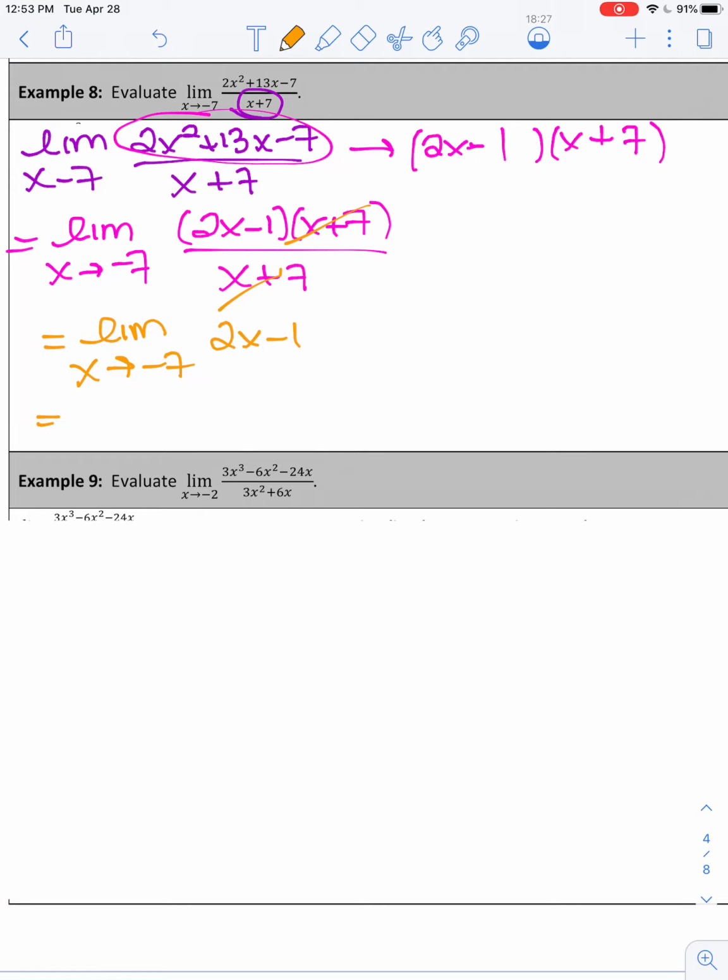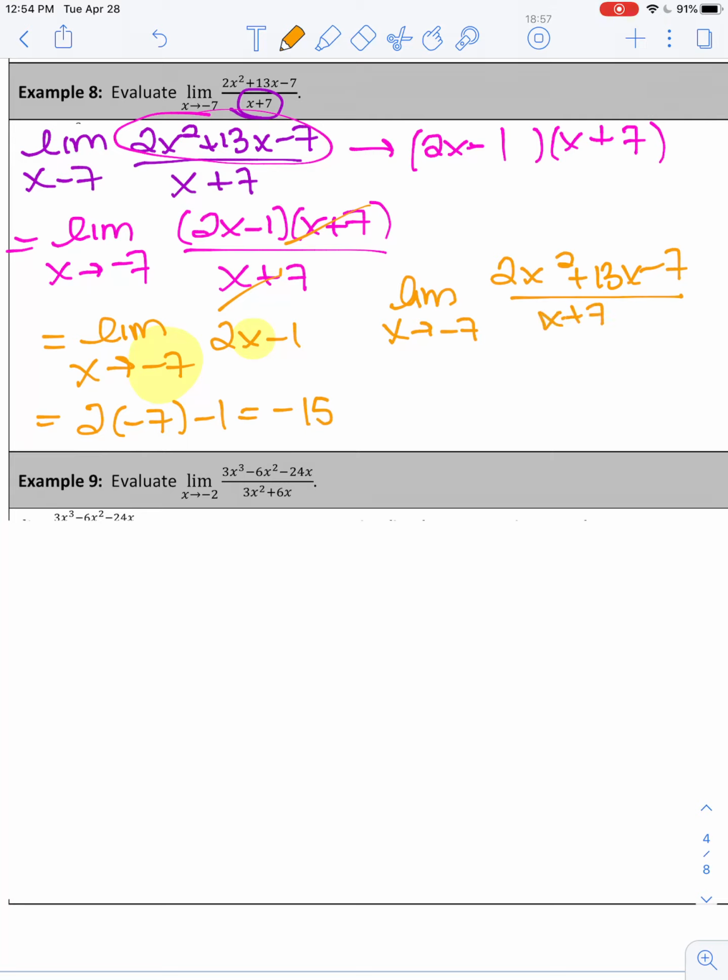And now we're in a place where we can go ahead and utilize direct substitution, plugging in our c value everywhere there's an x. So we can evaluate that limit to be 2 times negative 7 minus 1, which is negative 15. That allows us to make the claim that the limit as x approaches negative 7 of (2x squared plus 13x minus 7) all over (x plus 7) is equal to negative 15.